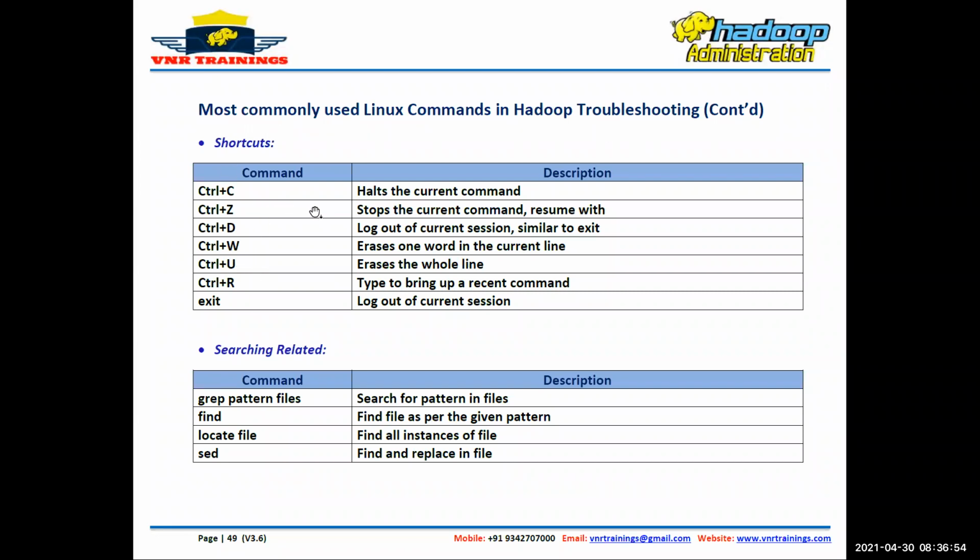These are some shortcuts. Control C means stop the current command. Let's say by mistake you executed a command and it is taking a lot of time, you press Control C. Control Z means stop the current command and resume it later. Control D logs out the current session, similar to exit. Control W erases one word in the current line. Control U erases the whole line. Control R brings up the recent command. Exit logs out of the current session.